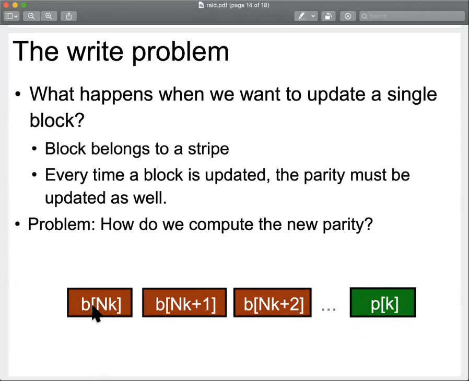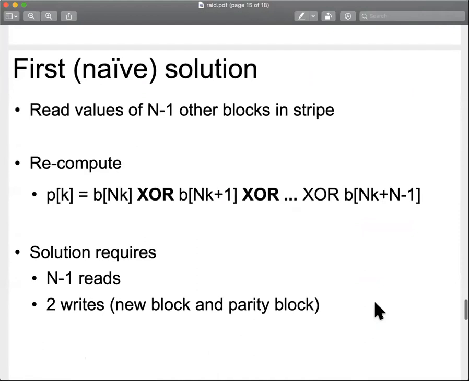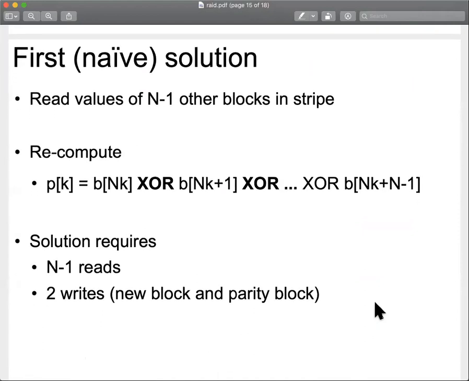In order to compute the parity, if I do it in a naive way, that takes me to the next slide. A naive way would be that I want to perform one write operation, and what I would need to do is read all the other blocks from the other disks, recompute the parity, then write the new block, and then write the new parity.